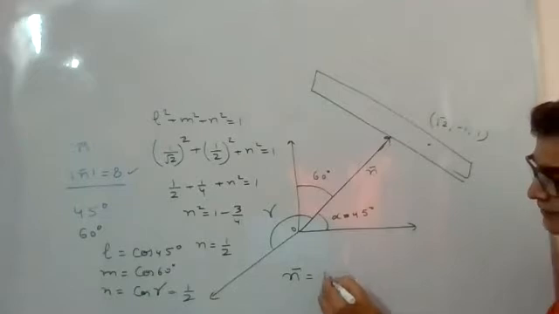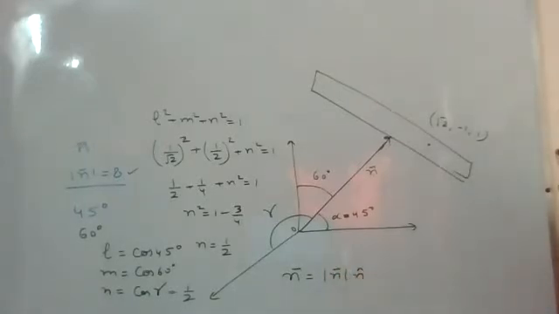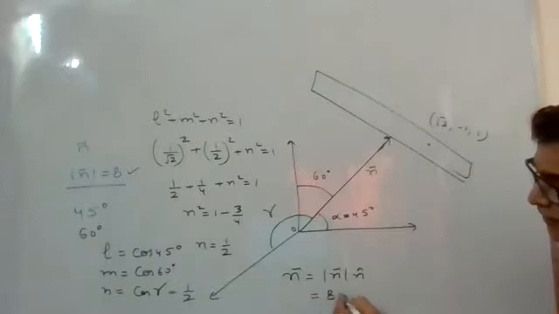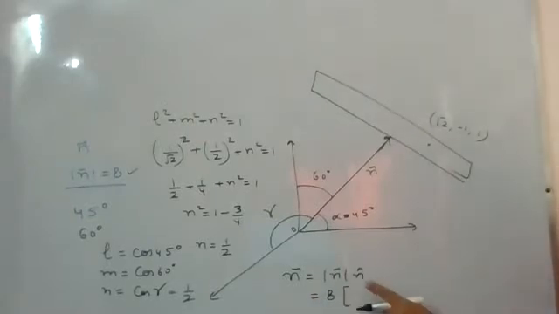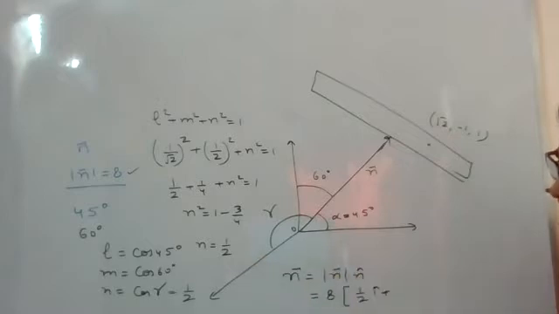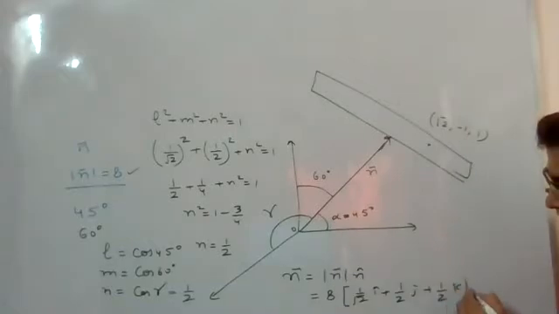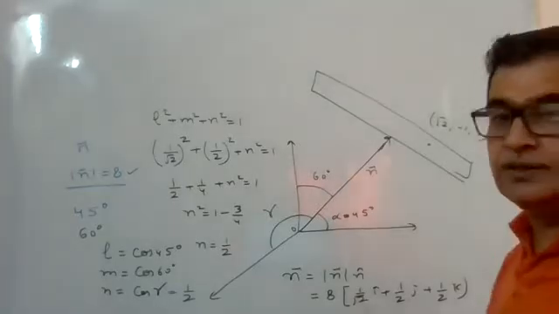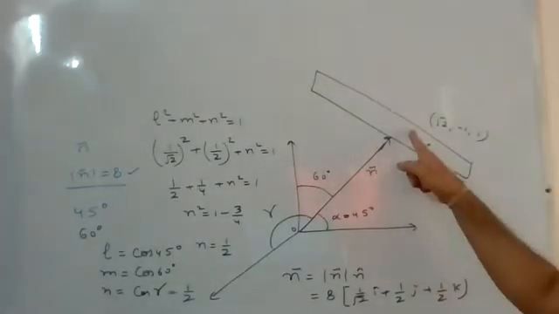So we go for the n vector now. What is the n vector? That is the magnitude of n into n cap. n cap is the unit vector here. Magnitude n is already given as 8. Then we think about the unit vector. Unit vector is l i plus m j plus n k. l is 1 by root 2 i cap, plus cos 60, it will be half j, and then plus half k. This is your normal vector, and this is normal to the plane also.